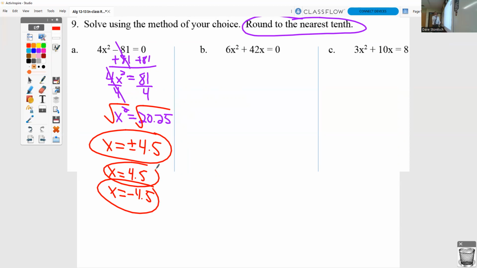In letter B, there is no C term. All right, there's no C. So you want to do the greatest common factor. What's the biggest number that goes into 6 and 42? It's 6. You can also take an X out of each one, so that goes outside the parentheses. What's left over? I take away the 6, that's gone. I have an X left over here. 42 divided by 6 is 7. I already have the X there. So that's what it is when we factor out the greatest common factor.